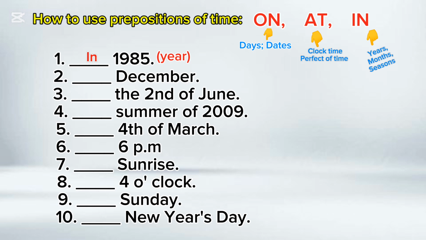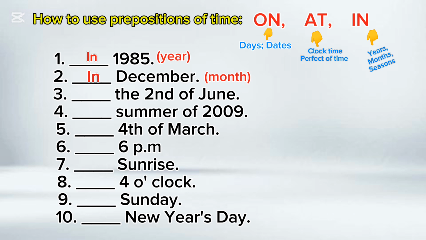1985. Number 2, blank December. What does this refer to? It refers to a month. So, what is the correct preposition? Excellent. In December.